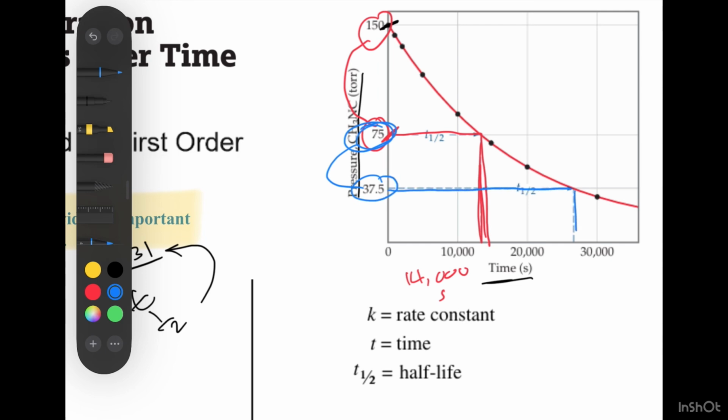And we can see that if we take the difference between here and here, it's about 28,000, and it's also 14,000 seconds. We can see that the T half is equal on both sides. It may change, depending on the type of reaction and how it proceeds.